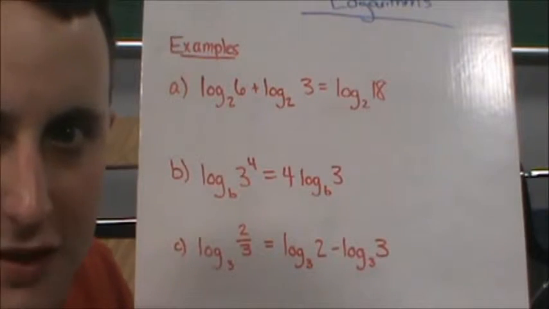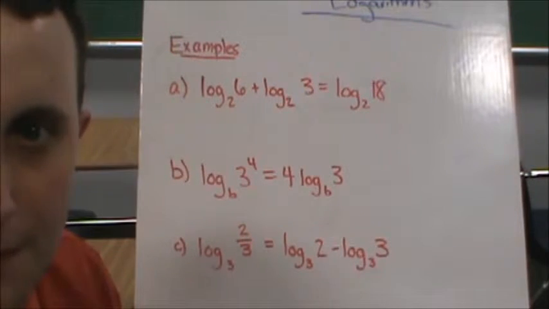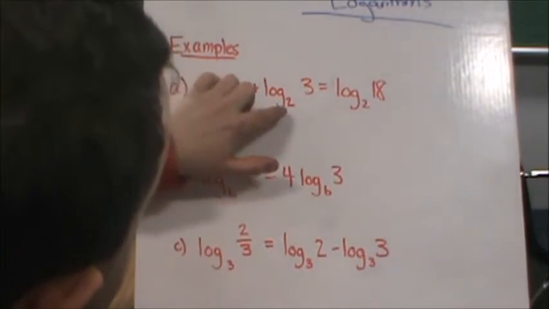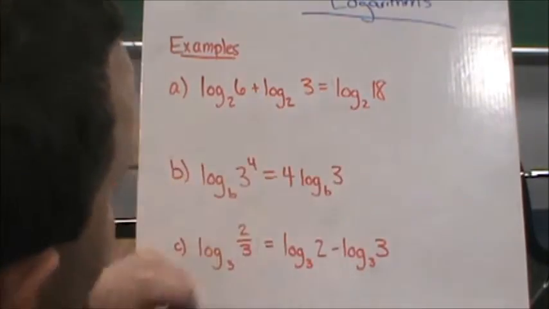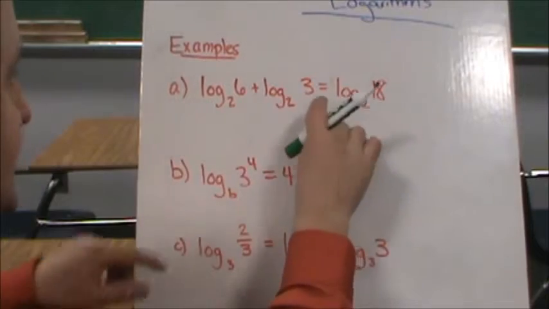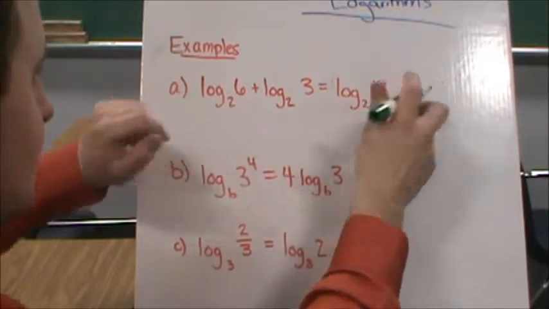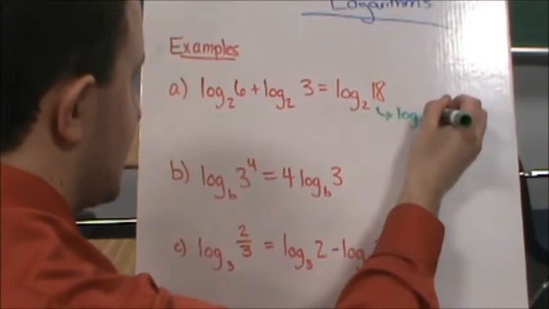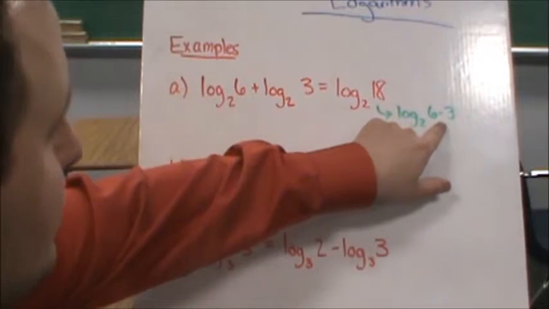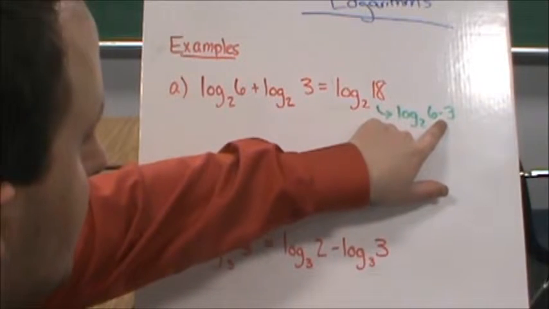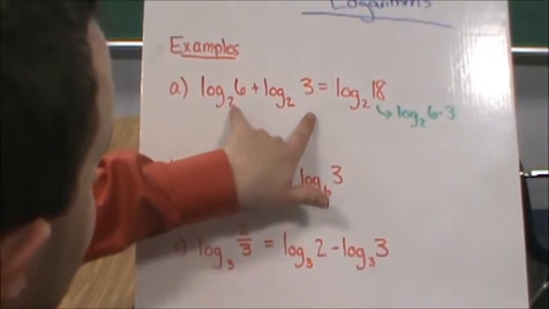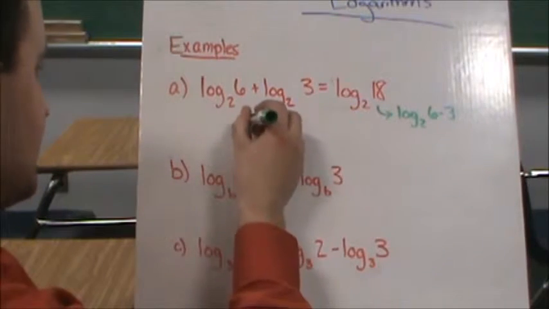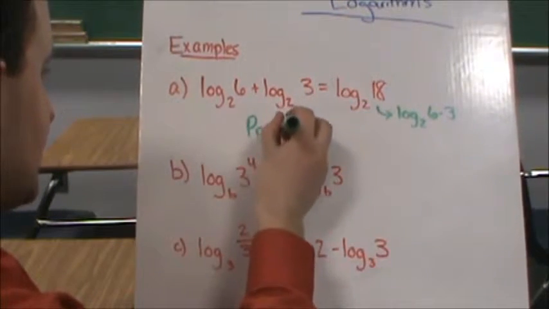So here are three quick examples of identifying properties of logarithms being used. In example A, we have log base 2 of 6 plus log base 2 of 3, giving us log base 2 of 18. Remember, 18 factors as 6 times 3, so this can be expressed as log base 2 of 6 times 3. Well, that looks a lot like the product property, so you can split it up as log base 2 of 6 plus log base 2 of 3. So therefore, example A is the product property.